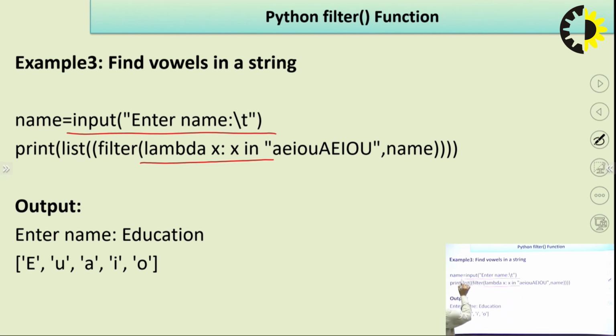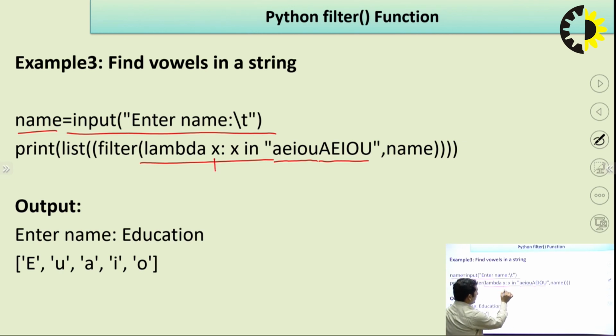Just input the string, receive the input from the user in a variable, and we will check for each and every letter whether it is a vowel or not. Vowels mean A, E, I, O, U, either in small letters or in capital letters. So, we will use here lambda x.